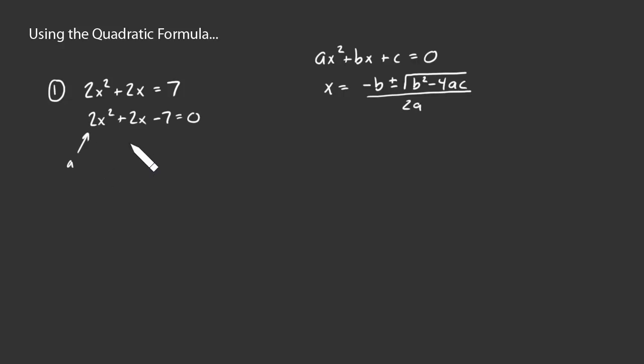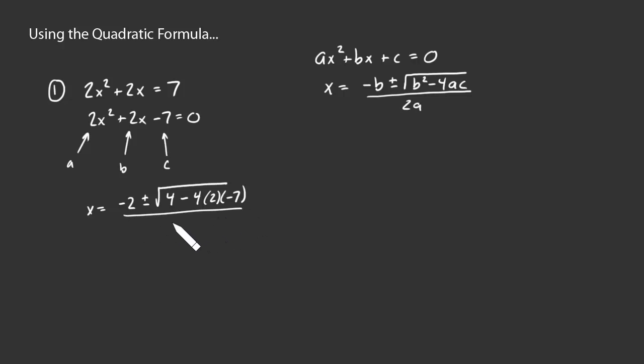So our a is of course 2, our b is this 2, and our c is negative 7. So now it's very direct, right? We can just plug in to this formula to arrive at x equals negative b. Well, that would be negative 2 plus or minus the square root of b squared. Well, we said b was 2, so that's going to be 4, minus the product of 4 and a and c, which are 2 and negative 7. All of that over 2a, which would be 4 here, right? 2 times 2.